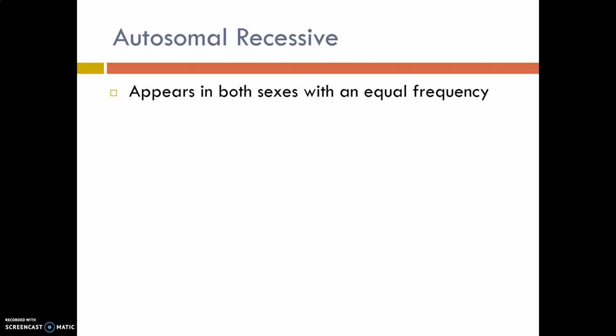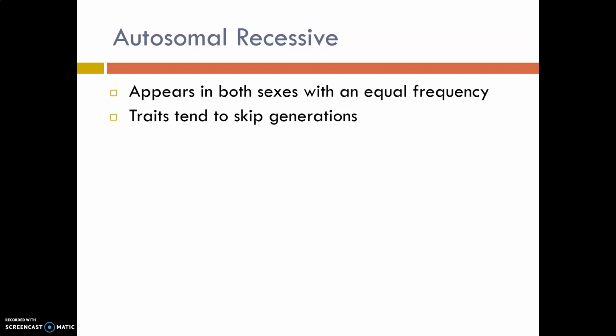Now with autosomal recessive, you're going to have some of the same characteristics, but there's a few that are going to set it apart, that are going to identify it as recessive. So first thing, you're going to see it in both sexes fairly equally. That's the same because that's autosomal. Now, the main difference here is the traits are going to look like they skip generations.